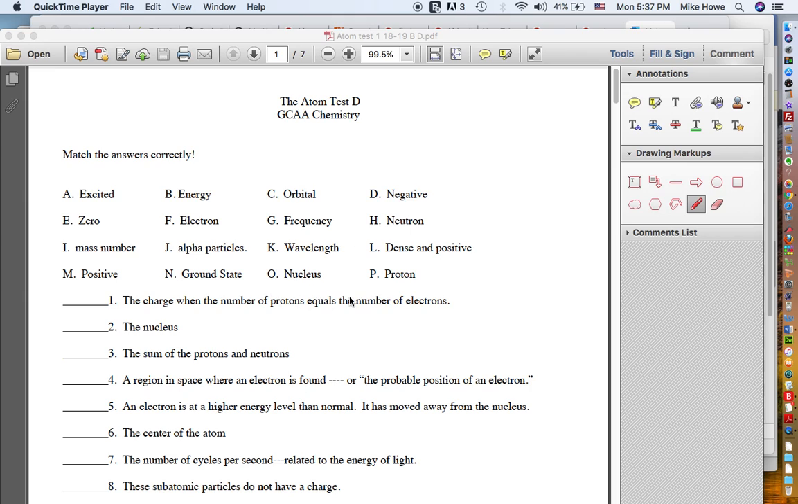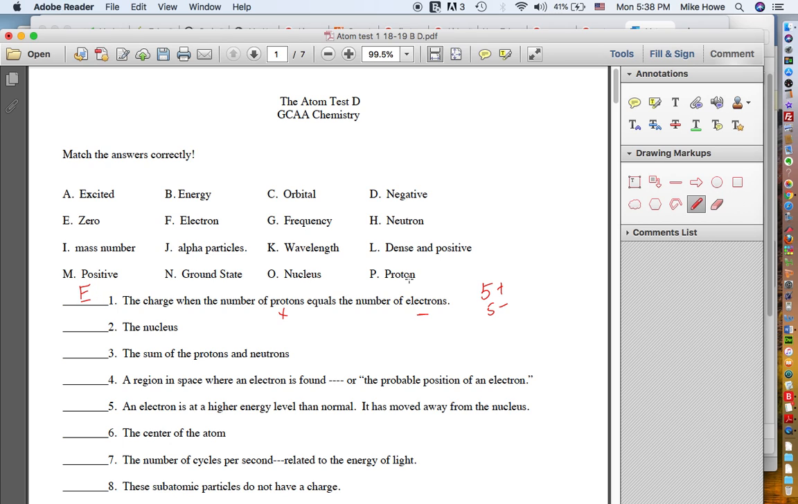Number one, the charge when the number of protons equals the number of electrons. We know that protons are positive, and we know that electrons are negative. So if the number of positives is equal to the number of negatives, then the net charge is 0. Suppose there were 5 positives and 5 negatives. If you add those together, you get 0. So the answer here was E, 0.